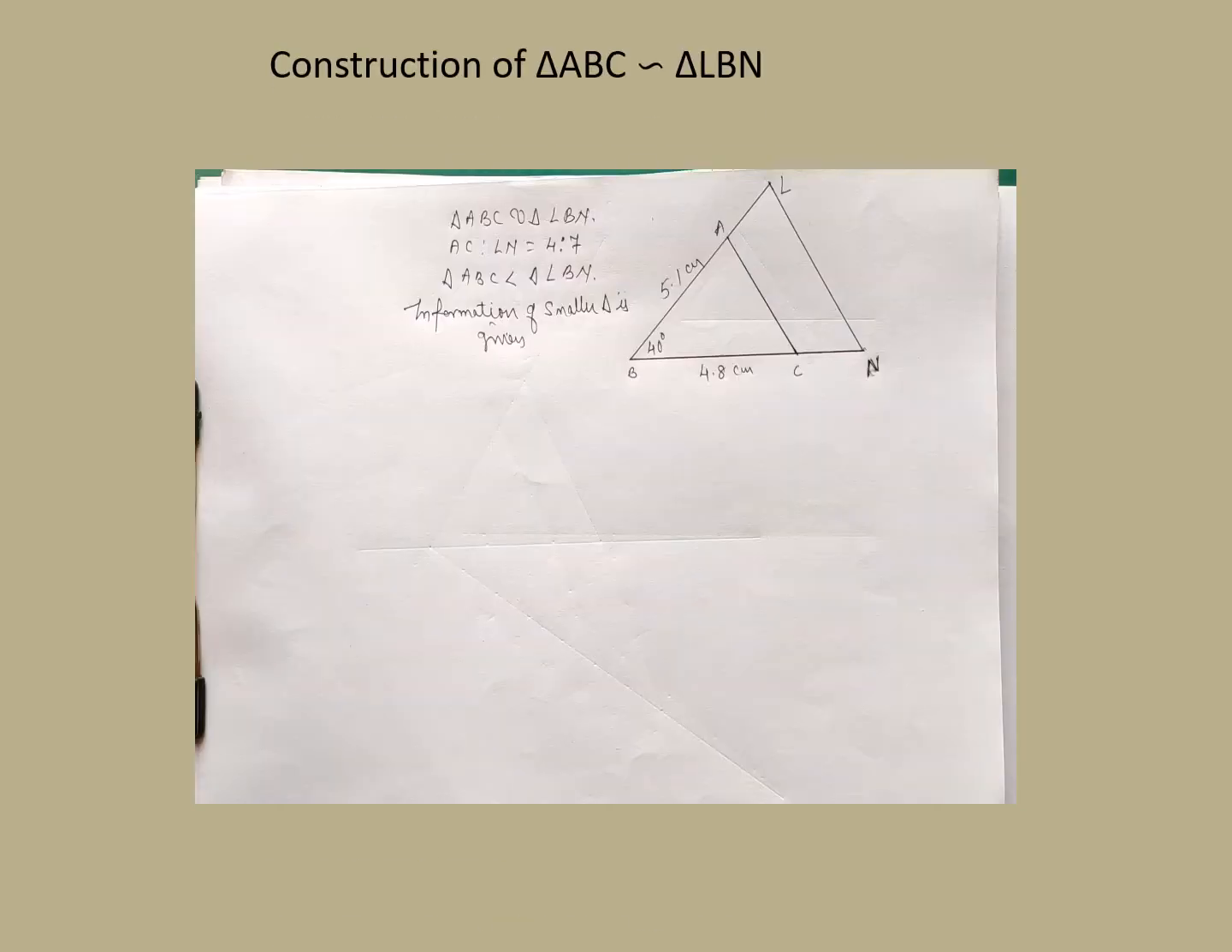Today let us draw triangle ABC similar to triangle LBN, such that they have one vertex common, and the ratio of AC to LN is given as 4:7. Triangle ABC, whose information is given to you, is smaller than triangle LBN. In the previous video the information of the bigger triangle was given. Now the information of the smaller triangle is given. So let us see how to draw it.